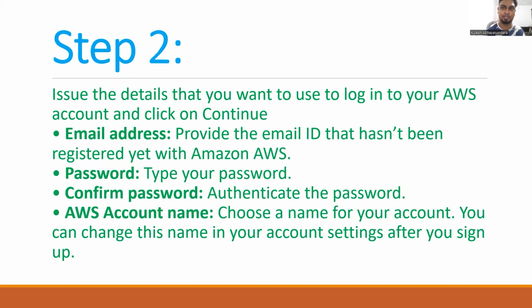Okay. Now, let's see step 2. In step 2, we log into our AWS account and click on continue. We provide our email address, and the email address should be an email address unregistered to Amazon AWS. And we provide our password. Password must be very complicated and very secure. And then we confirm our password. And finally, we give an AWS account name. We give a genuine name for us to understand by the AWS platform.